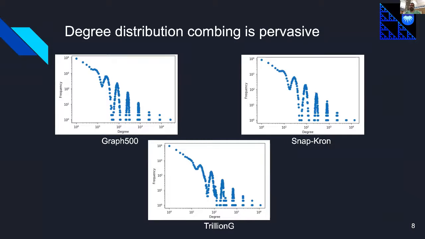And this degree distribution is not simply an artifact of the implementation of the Kronecker graph generator. We have found this combing in graphs generated from many widely used Kronecker graph generators. We show here the graphs generated from Graph 500, SNAP's Kronecker graph generator, and the TrillionG generator. You can see the combing pattern in all of them.